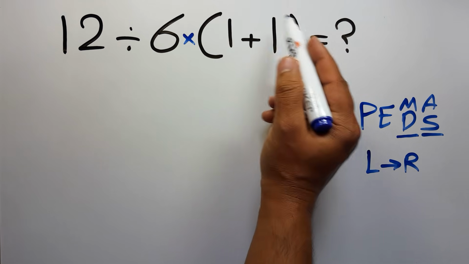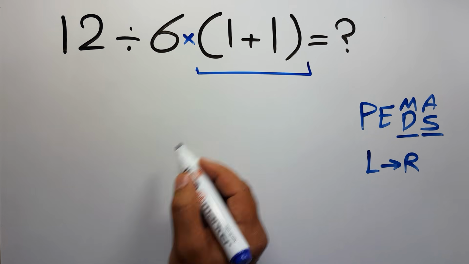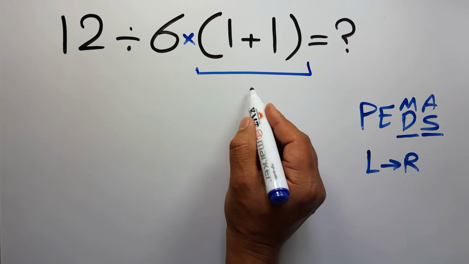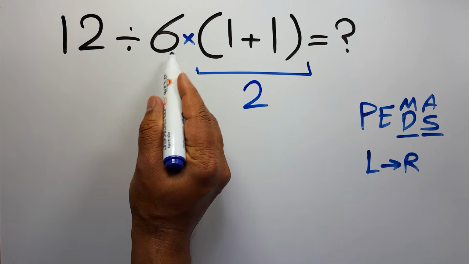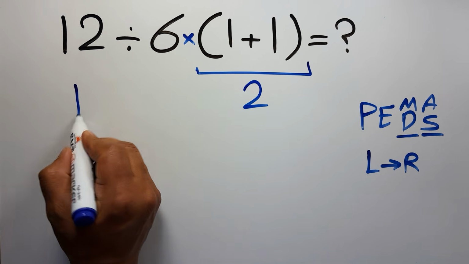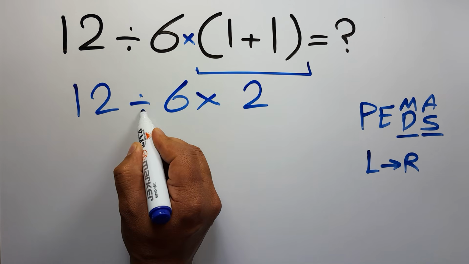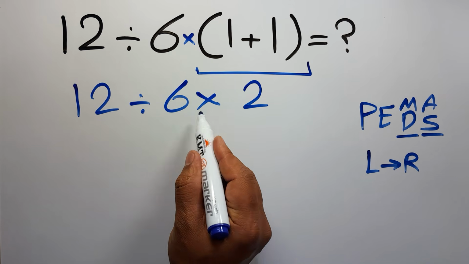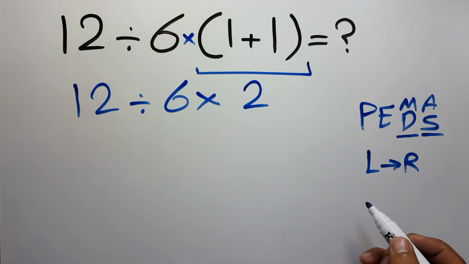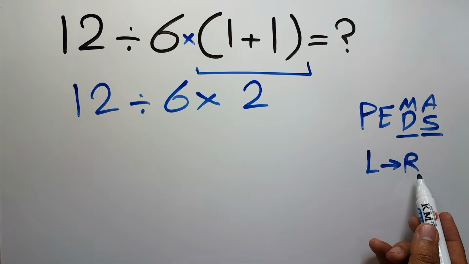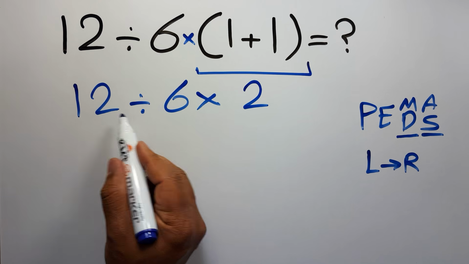So first we have to do this parentheses. Inside this parentheses we have 1 plus 1, which equals 2. So we have 12 divided by 6, then times 2. Now we have one division and one multiplication. As I said, multiplication and division have equal priority and we have to work from left to right. So here first we have to do this division.